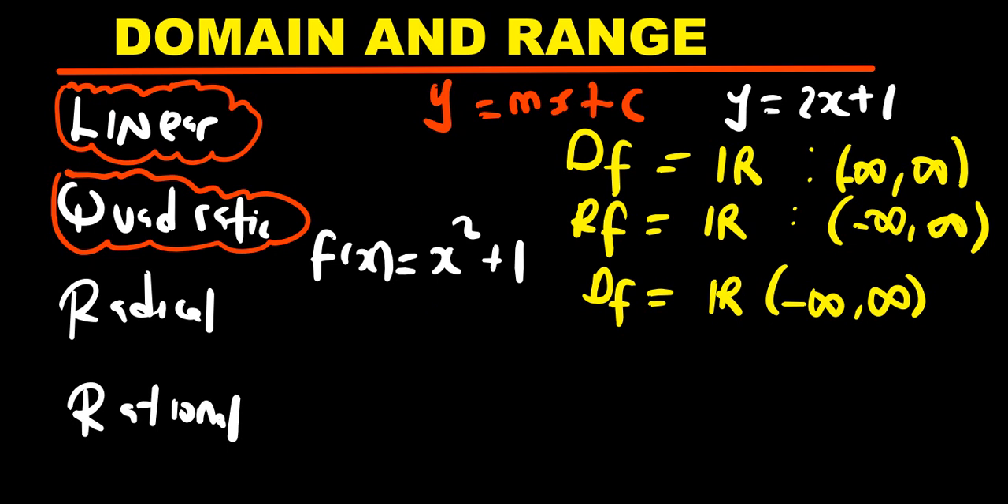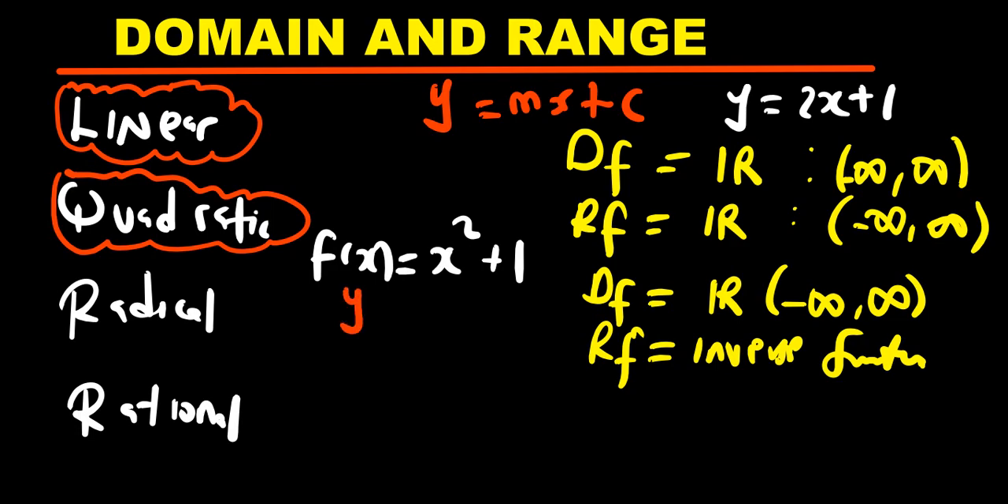Then the range for a quadratic function, how are you going to do it? That's why we talked about the inverse of a function. You have to find the inverse function. So how do you find the inverse function? You make x the subject of the formula. Like in this case, you're going to say y equals x squared plus 1.